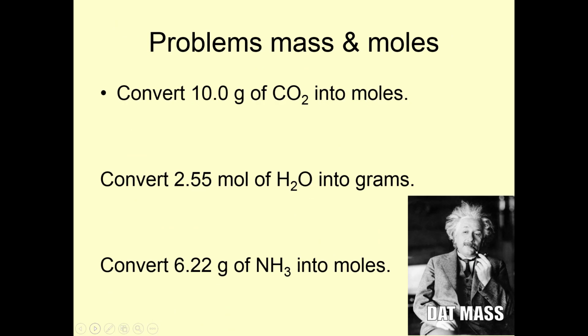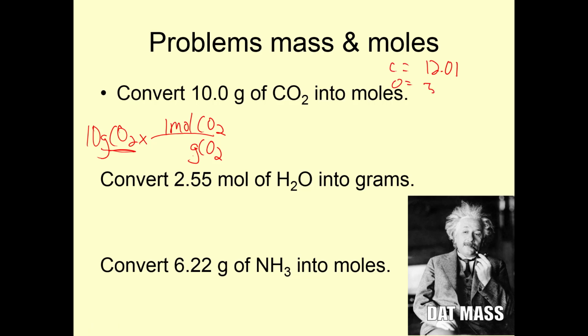Problems, mass and moles. Convert 10 grams of CO2 into moles. 10 grams of CO2. I'm converting, so times dividing bar. I hate you, grams. To cancel it, I'm going to put grams of CO2 on the bottom. And I'm going to go through moles. 1 mole of CO2. Little g stands for grams, and little g stands for go to the periodic table. Carbon is 12.01, and oxygen is 32.00. Remember, I had to multiply it times 2. So I got 44.01.